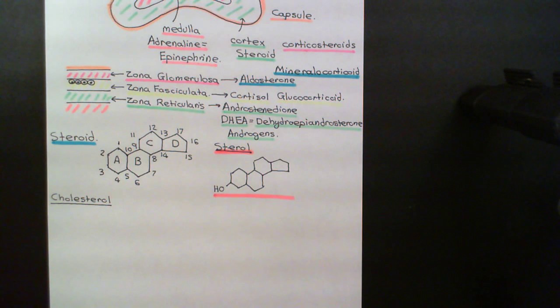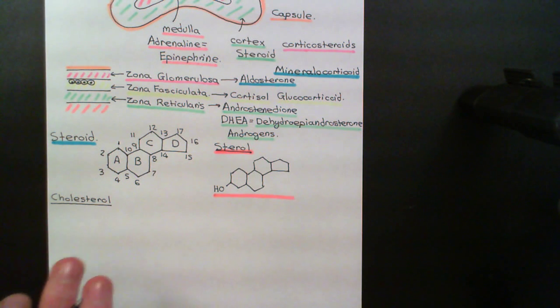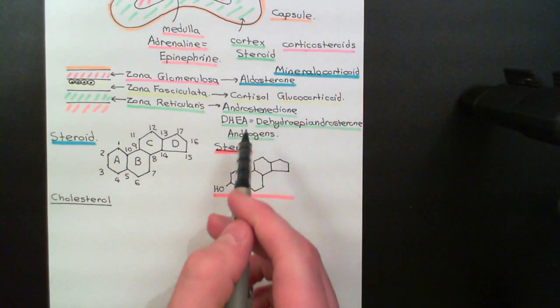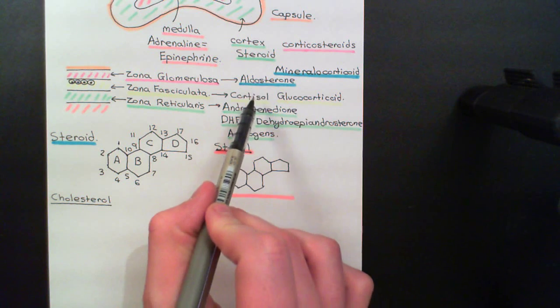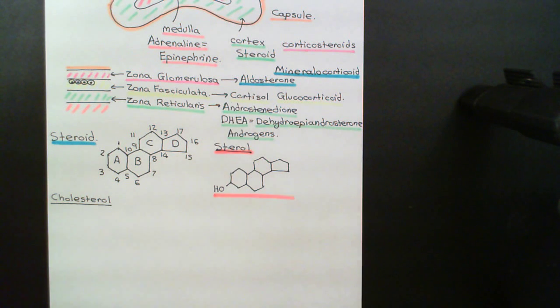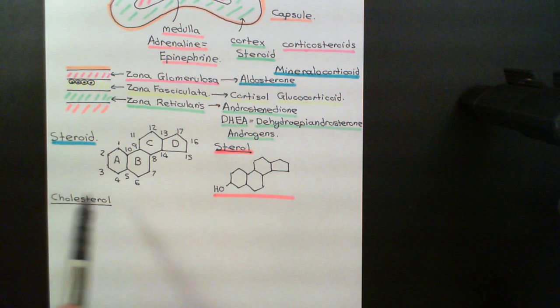The cells of the zona glomerulosa, zona fasciculata, and zona reticularis can all synthesize cholesterol, and they can use this to produce their steroid hormones. And by the way, just to utterly stress this point, aldosterone, cortisol, androstenedione, and dehydroepiandrosterone, they are all steroids.